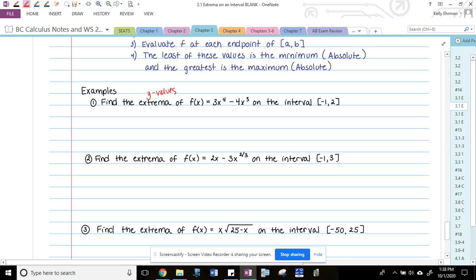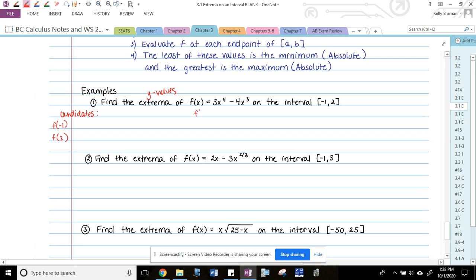Find the extrema of this f of x on the interval -1 to 2. So I kind of like to do candidates here. You don't have to write this, but the candidates. What are the candidates for extrema? We could have endpoints, so f of -1 or f of 2, or any relative max or mins. How do I know where relative max or mins occur? They occur at critical numbers.